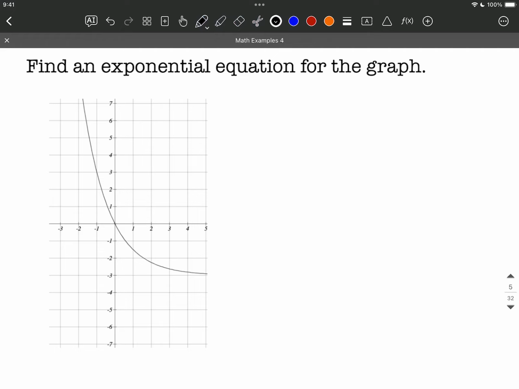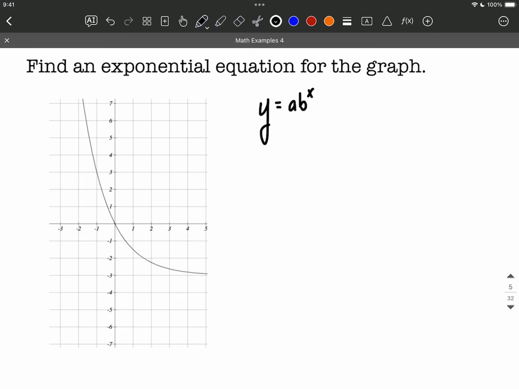Okay, we're given the graph of an exponential equation and need to find the actual equation that produces this graph. Because we know it's exponential, we know it's going to fit into this y equals a times b to the x power formatting for an exponential function. Our goal is to find both a and b.